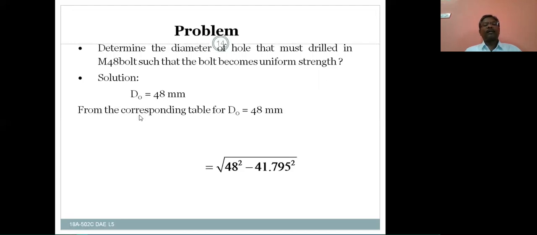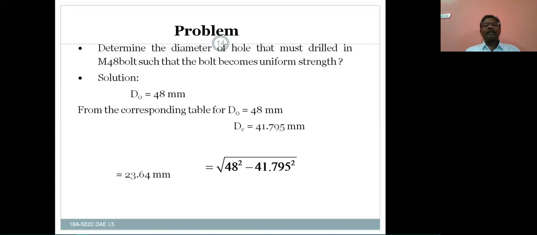Now, corresponding from the table, DO is equal to 48 mm and DC is equal to 41.795 millimeters. Or whenever there is no availability of a table, you can use DC is equal to 0.84 times DO. So with this you can calculate both DO as well as DC.